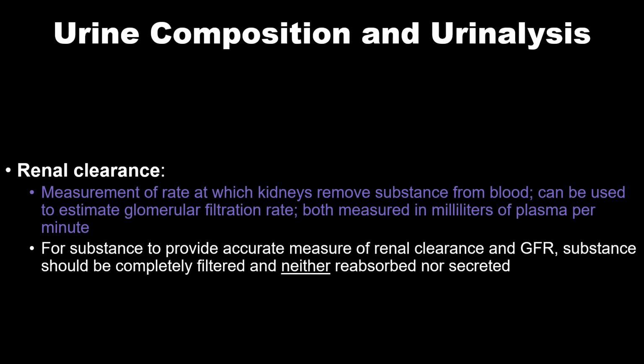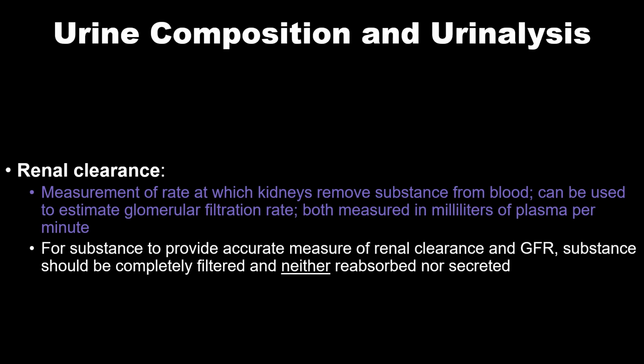Now, although urinalysis provides valuable clues about renal function, a more complete assessment is provided by measuring the rate at which kidneys remove a substance from the blood. This is called renal clearance. The renal clearance of a chemical is then used to estimate glomerular filtration rate. Renal clearance and the GFR are both measured in the same unit, milliliters of plasma per minute.